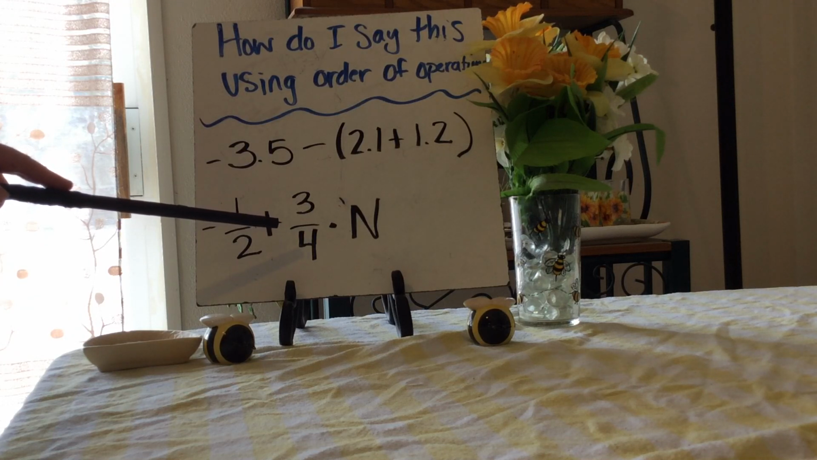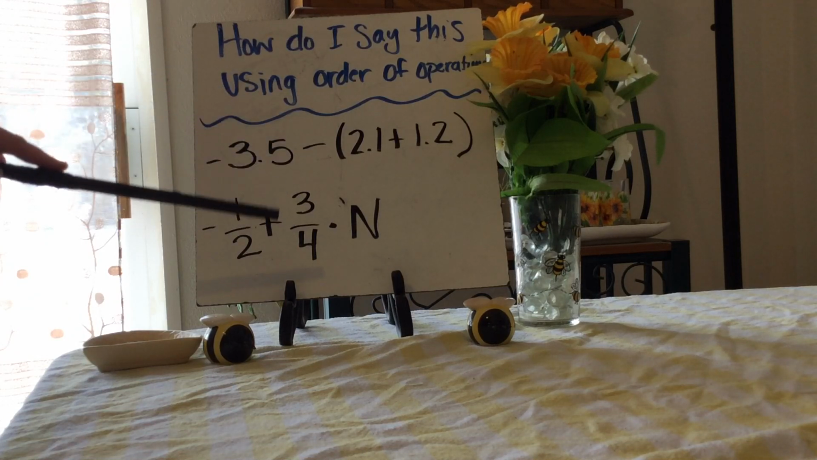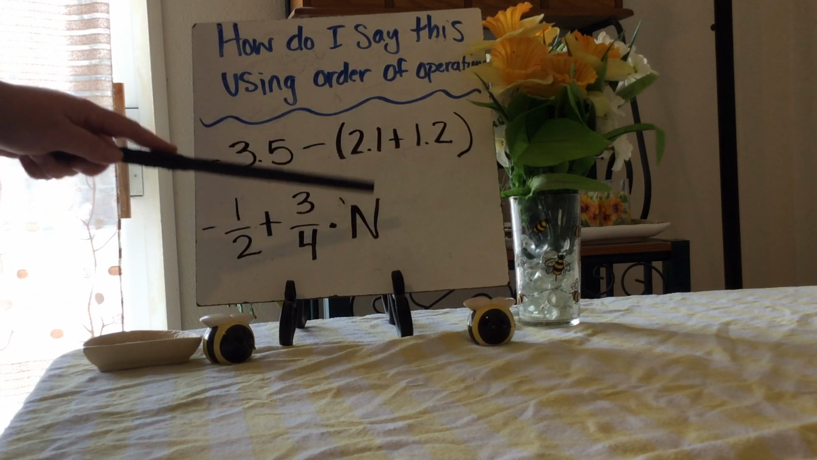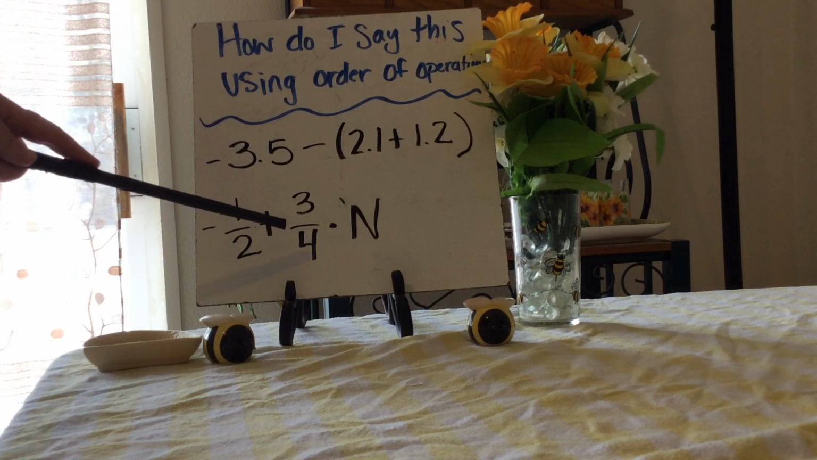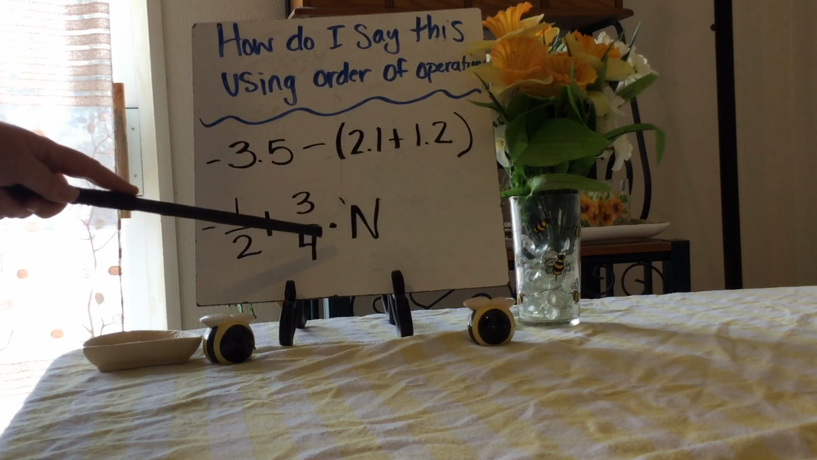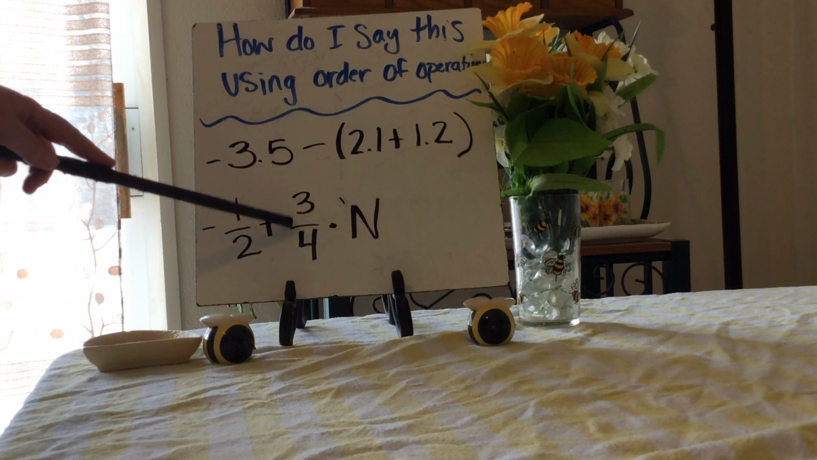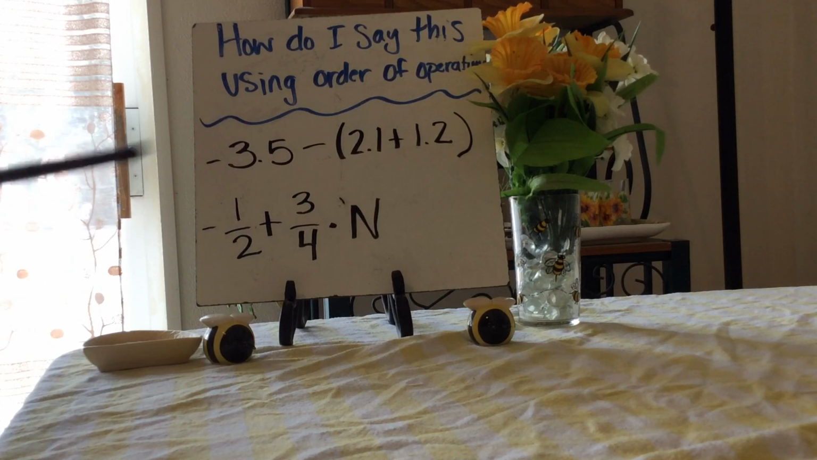So I would say, we would say add 1/2 to the product of 3/4 and n. So let me say that again, since I messed up, which is okay, because we all make mistakes. I would say add 1/2 to the product of 3/4 and n. So one more time. Add 1/2, because I'm going to add 1/2, to the product of 3/4 times n, because I have to find the product first before I can add 1/2.